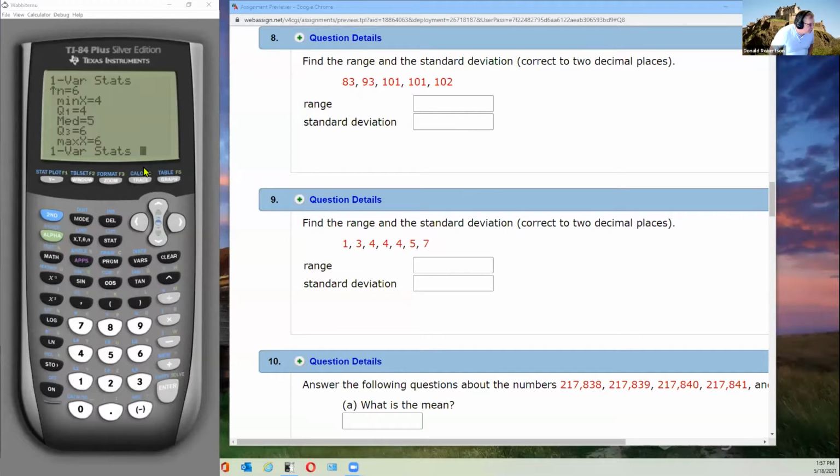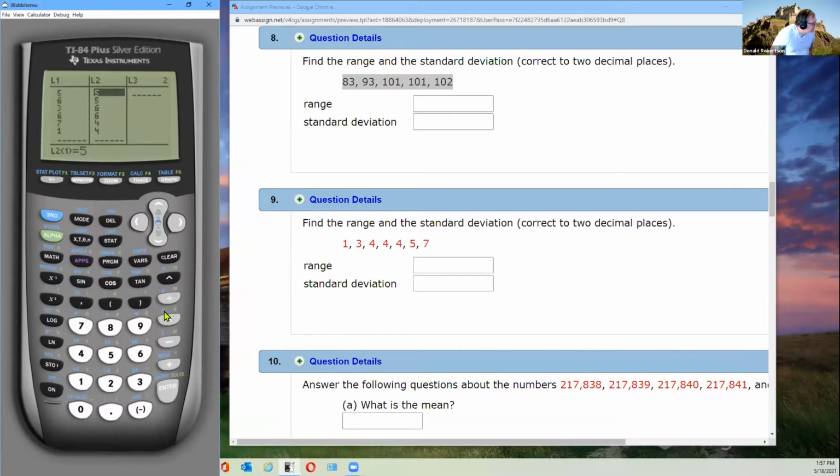Okay, I'm going to see if I can have both things together at the same time, because it's a little bit easier. Do you see the calculator and homework together in one screen? Let's keep our fingers crossed. We're going to do that set of data. I'm going to go start, edit, and get rid of these numbers because they're just distracting us now that we've got a new data set. It's going to be 83, 93, 101, another 101, and we're going to finish with the 102.